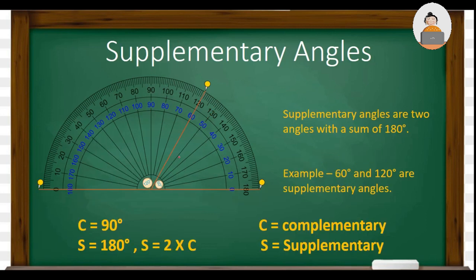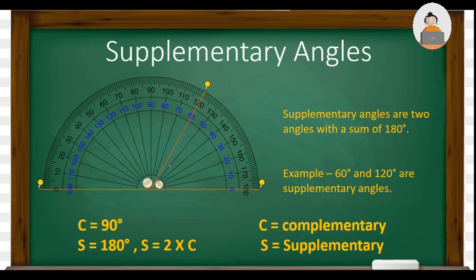Next is the supplementary angles. Supplementary angles, friends, are the two angles that sum up to give you 180 degree measure. As you can see, I have used a protractor to measure 60 degree and 120 degree, which adds up to give you 180 degree, and hence the two angles result in the sum of 180 degrees.